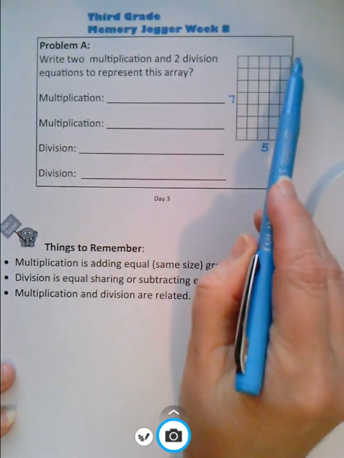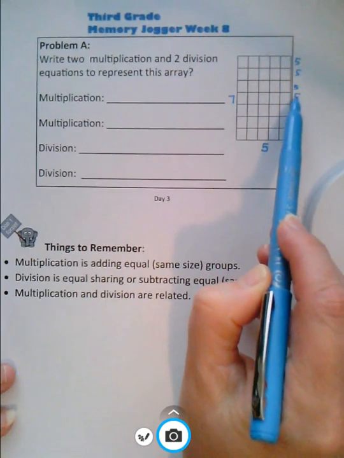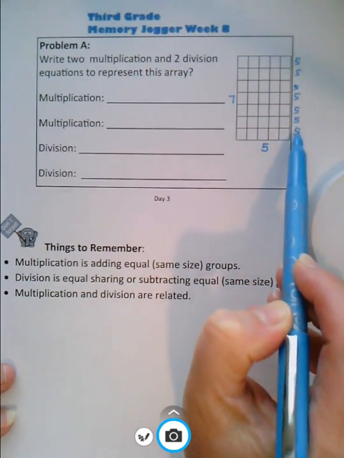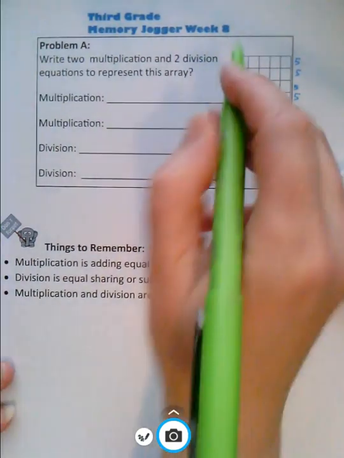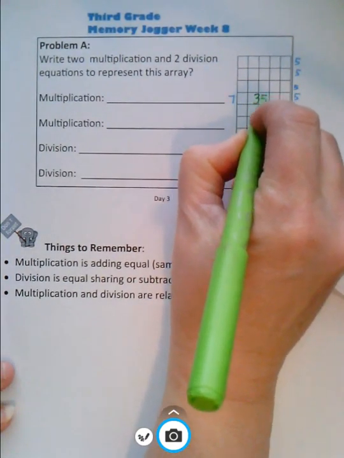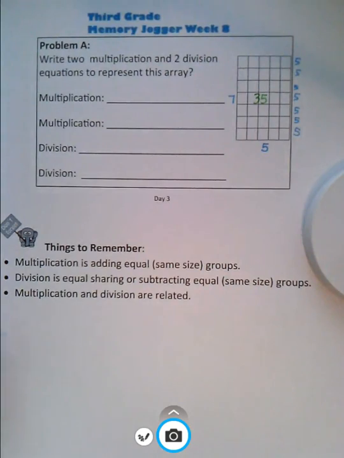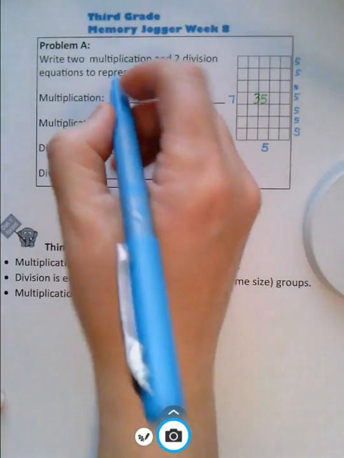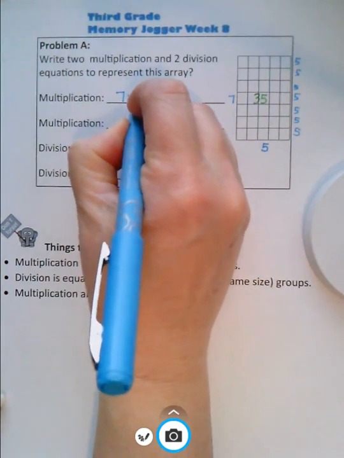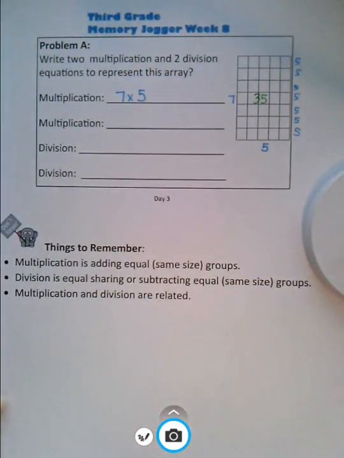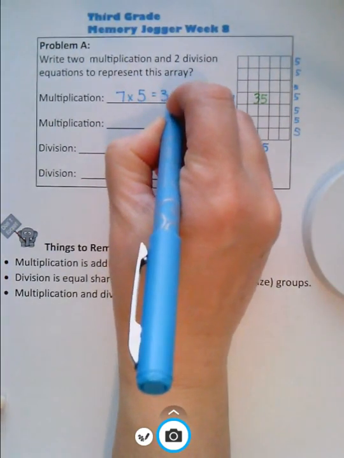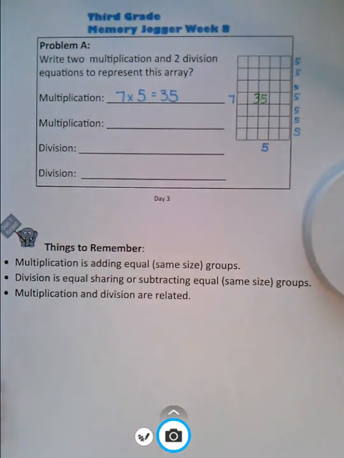and count by 5s. 5, 10, 15, 20, 25, 30, 35. So one thing that we could do would be to think about the fact that we can count by 5s. So we know that if we count all of those squares in there, there would be 35. Now, what are the multiplication equations that we can see from here? There are 7 rows. Each row has 5, and there's a total of 35 squares.